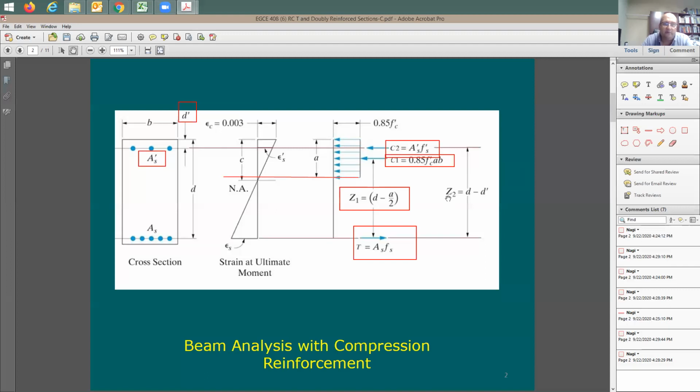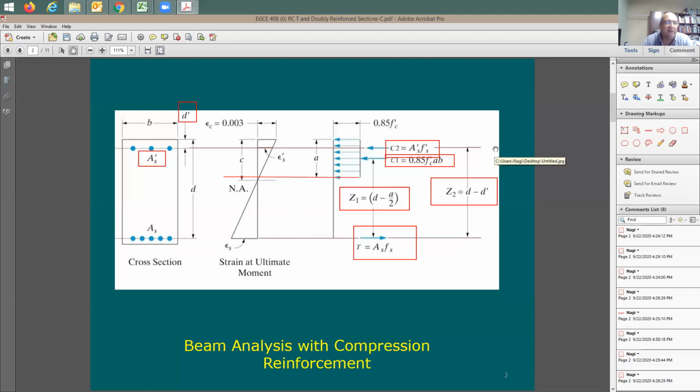How about Z2, the distance to the second compression force? You can say this point here is fixed because it's going to be at D prime, the distance from the top. So the distance from the tension reinforcing to the compression reinforcing is going to be equal to D minus D prime. It's going to be a fixed number here. It's not going to change with the change of A.